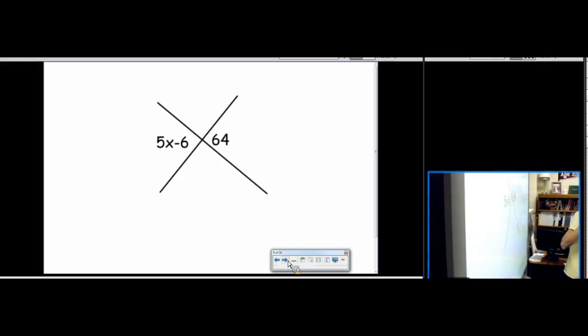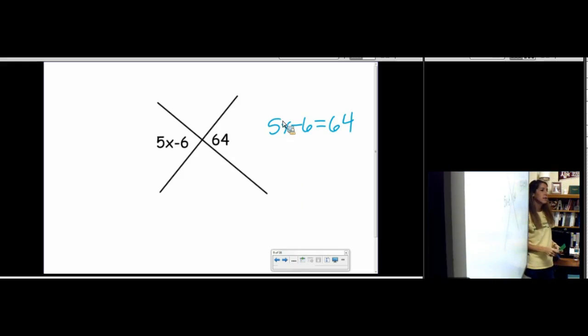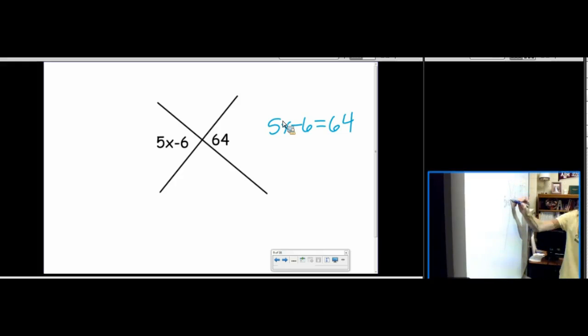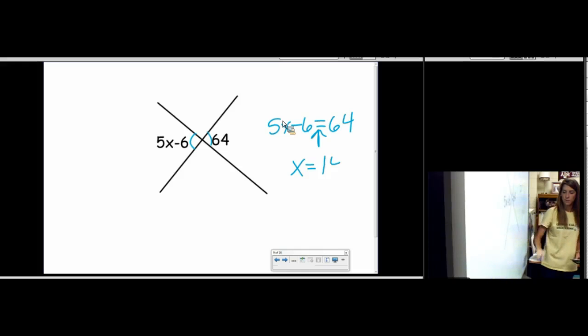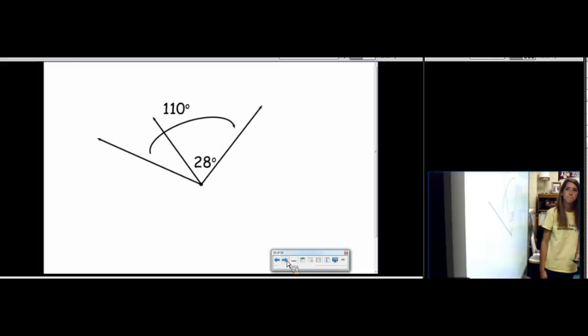Jonathan, the next one's on the board. Grade 1, how'd you start this one? Thank you. Why is he allowed to set those equal? What's the word? Louder. Vertical angles. Vertical angles are always congruent every time. When things are congruent, you can set them equal. Add 6, divide by 5. X is 14. Next problem. Oh, find that is X.